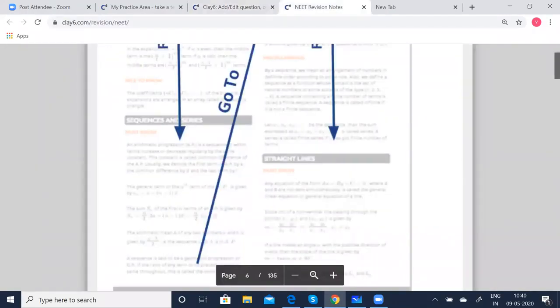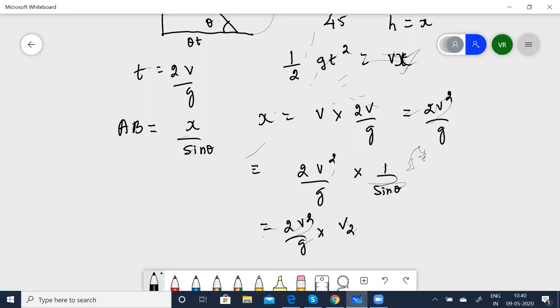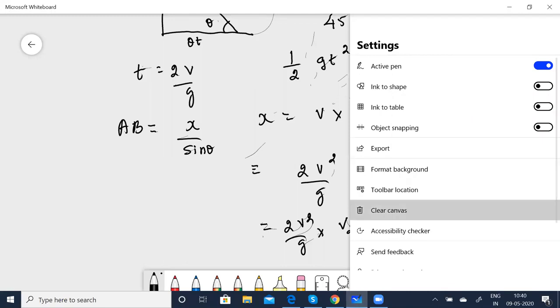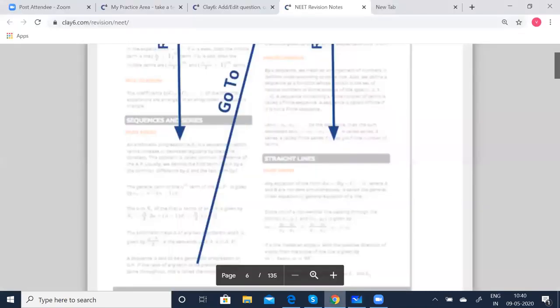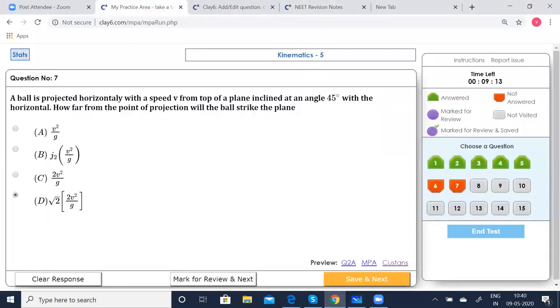Let me clear the board. Go to the next question. That is the 7th question.